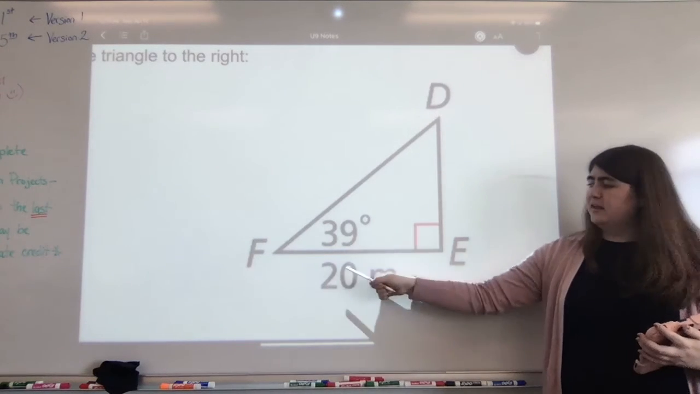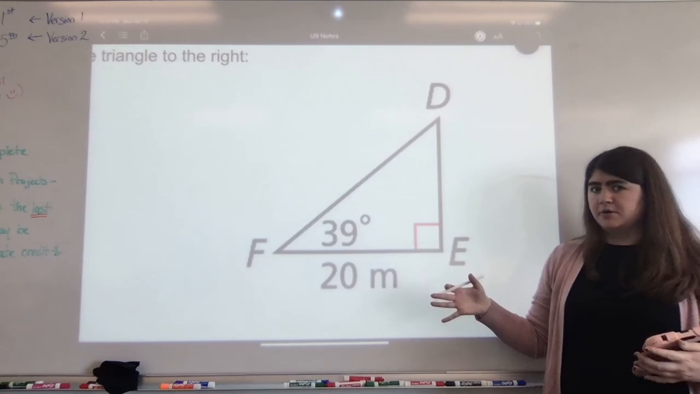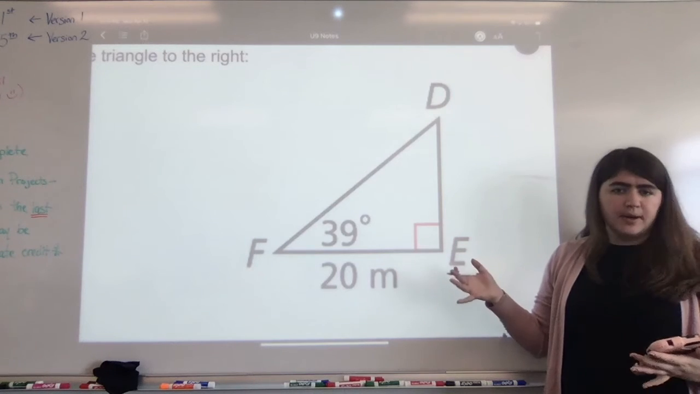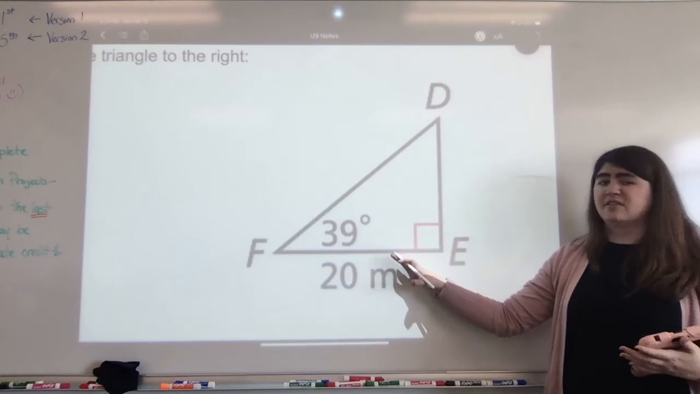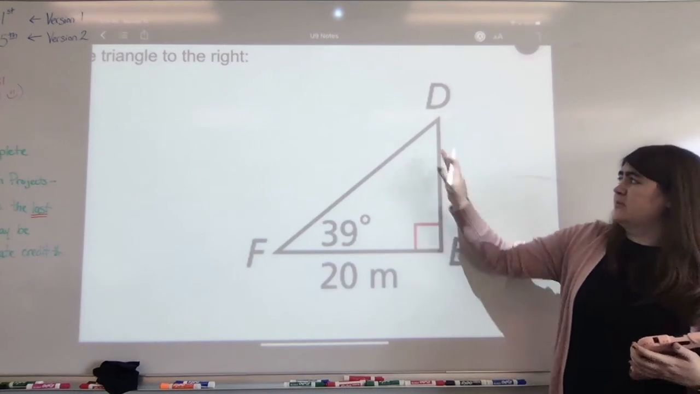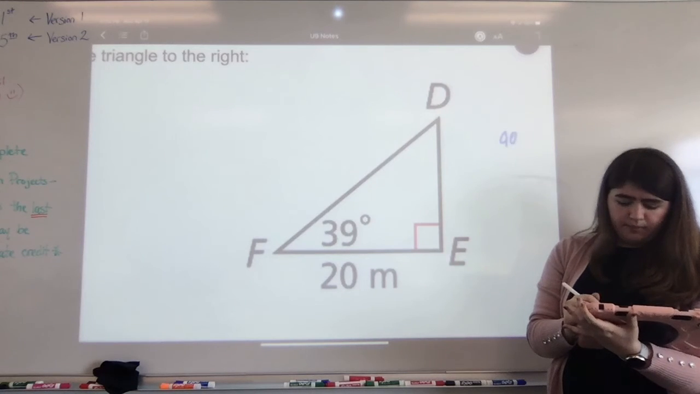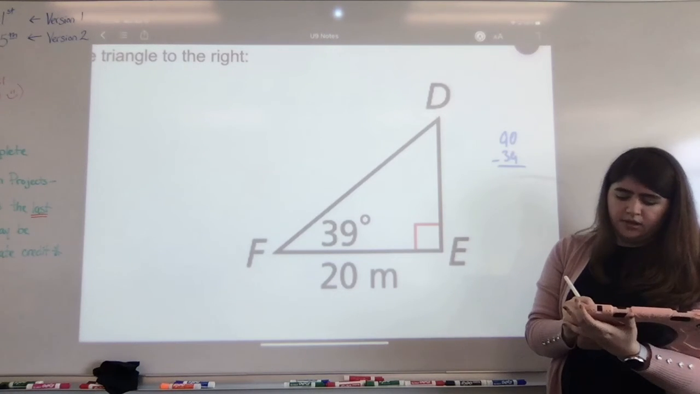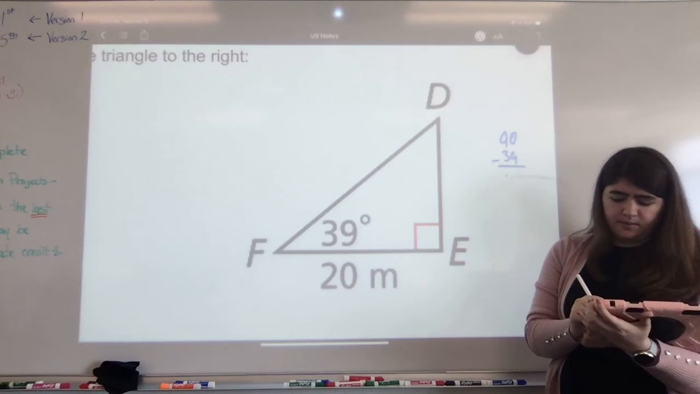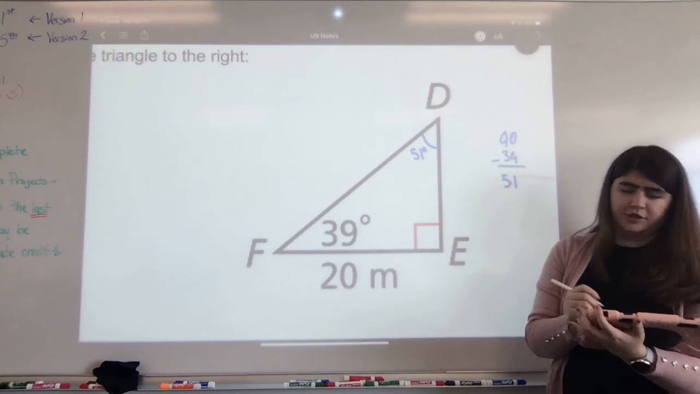And I know that angle F is 39 degrees and angle E is 90 degrees, so let's just start with angles. We don't have to do any trig to figure this out. We already know that there's 180 degrees inside of a triangle. 90 of it is already used. That leaves 90 degrees to be split between these two angles. So I have 90 minus 39. So 90 minus 40 would be 50, add 1, so this has to be 51. So angle D is 51 degrees.